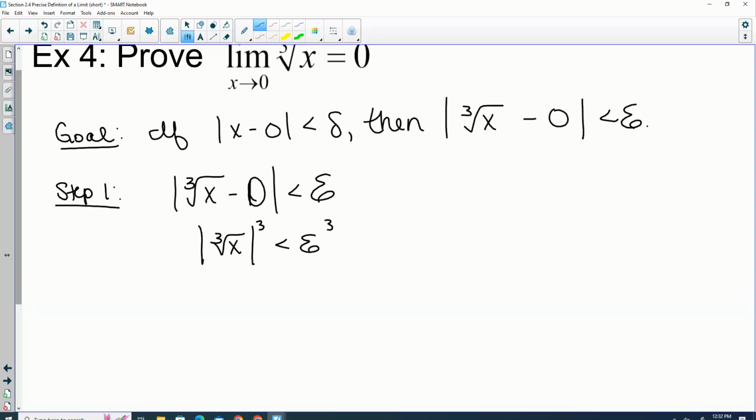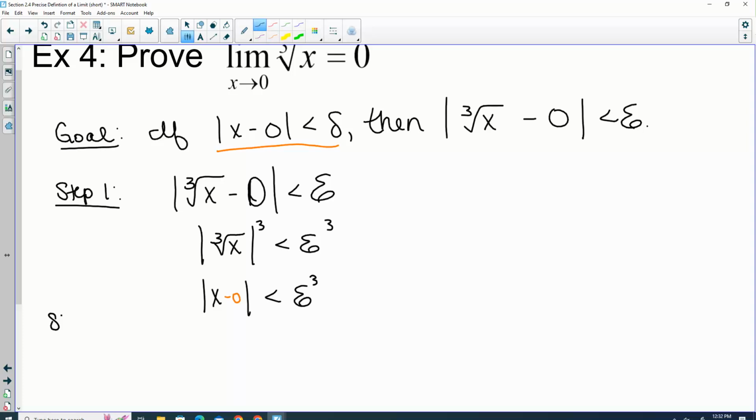So a cube root of x cubed is just x. It's less than epsilon. We don't cube. Sorry, dropped my cube. So x is less than epsilon cubed. Now remember, our whole goal was to try to get it back to this. But isn't this the same as if I said the absolute value of x minus 0? Yeah, so I really have it.